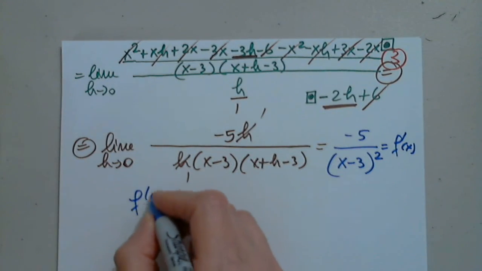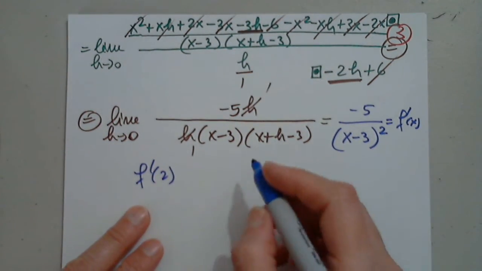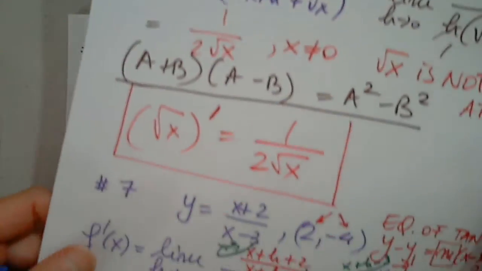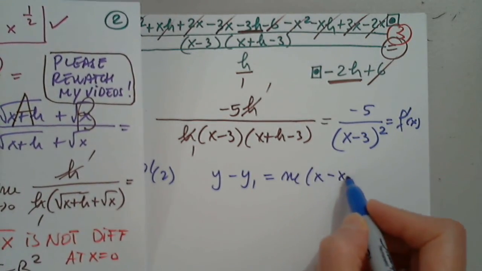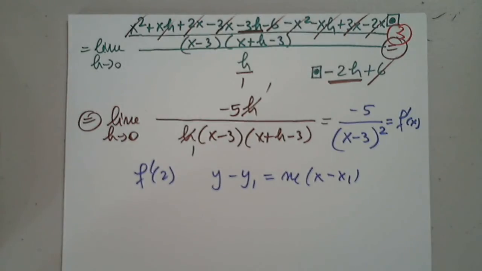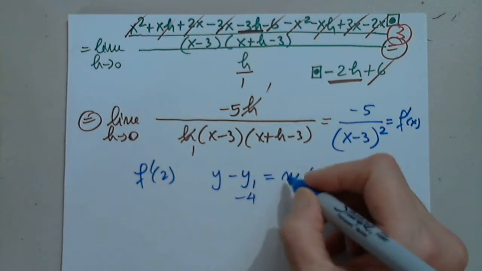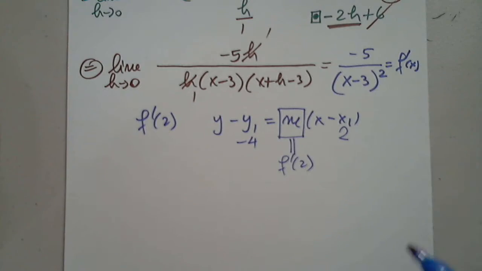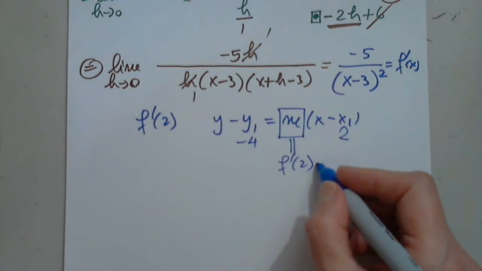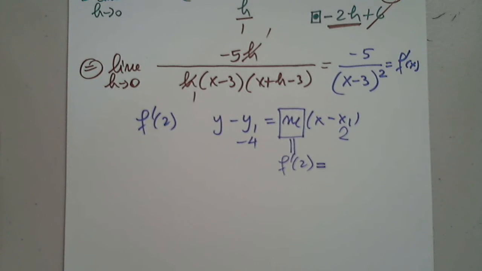I have to find f prime of 2. One more time. Why? So back to my previous page. So I have y minus y1 equals the slope times x minus x1, where I'm given 2 comma negative 4. 2 comma negative 4. This piece is nothing else but f prime of 2. Can anyone give us f prime of 2? Anyone? Christine, do you want to try? Is it 5?